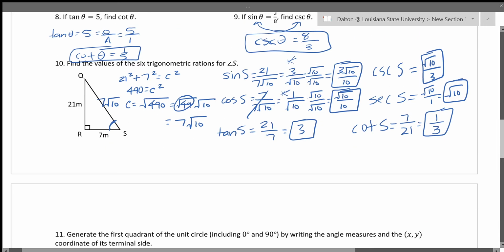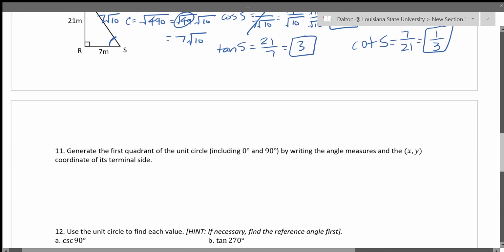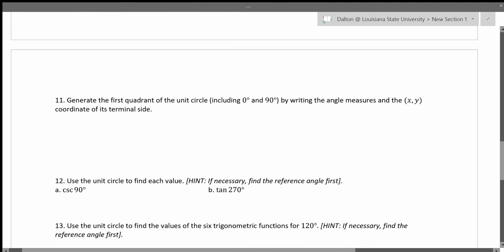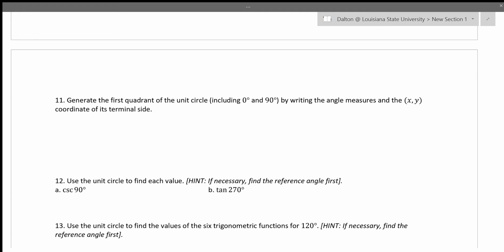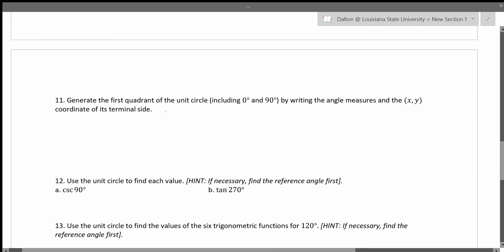On the back page, number 11 says, generate the first quadrant of the unit circle, including 0 degrees and 90 degrees, by writing the angle measures and the xy coordinates of its terminal side. This is super important, guys. If you can do number 11, it's going to help you with the rest of the entire study guide and consequently so many questions on your test.